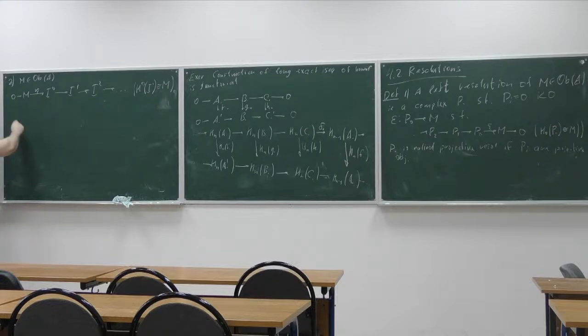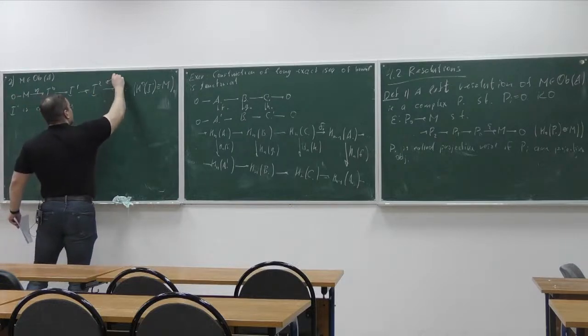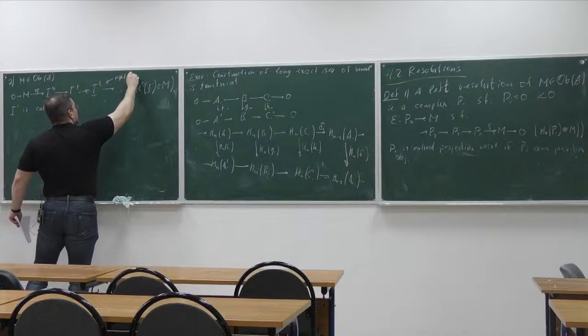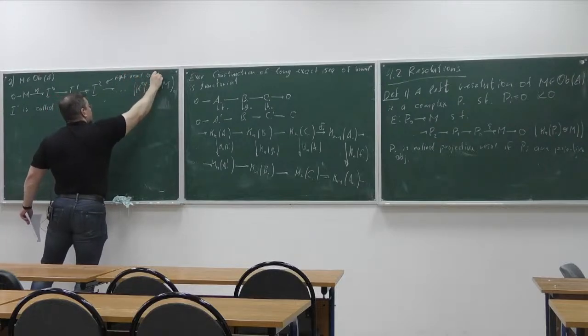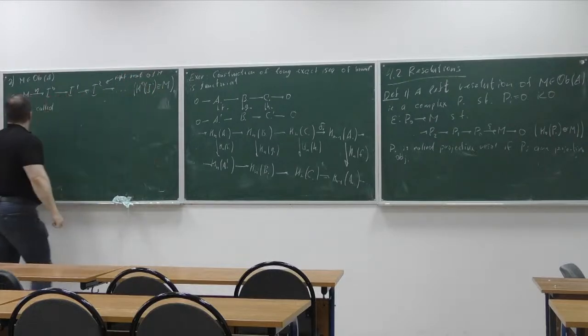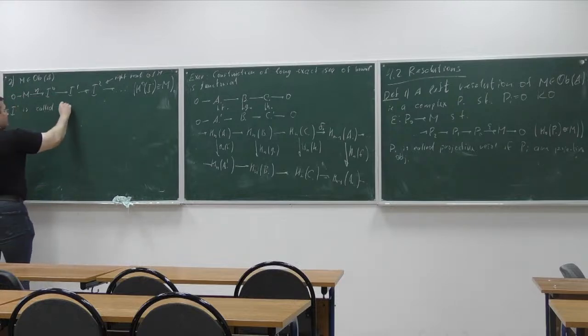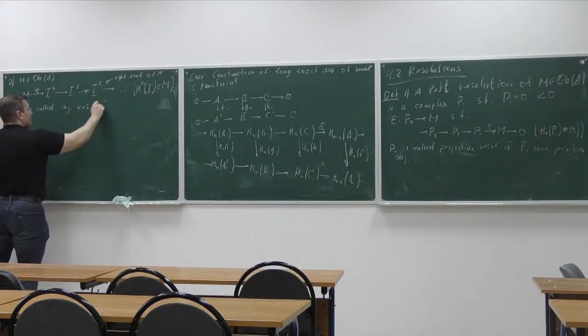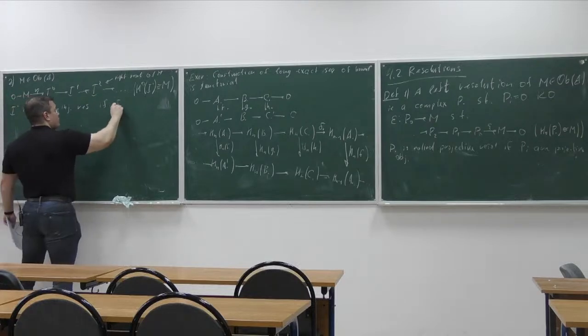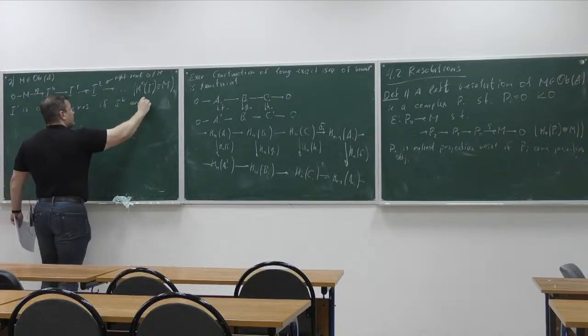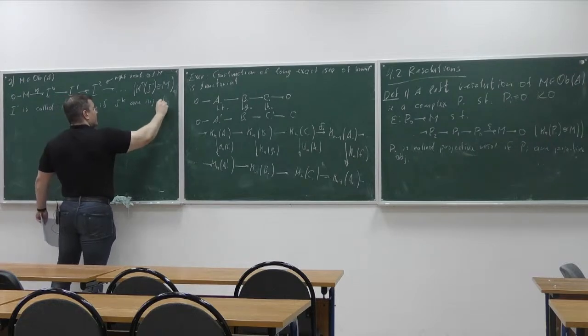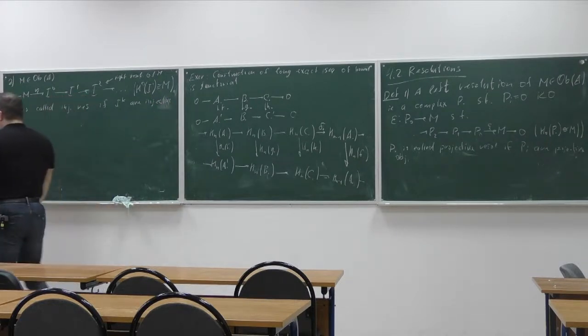So, and as before, that was called the left resolution. So this diagram here will be a right resolution of M. So I is called an injective resolution if all the objects that I have here are injective.